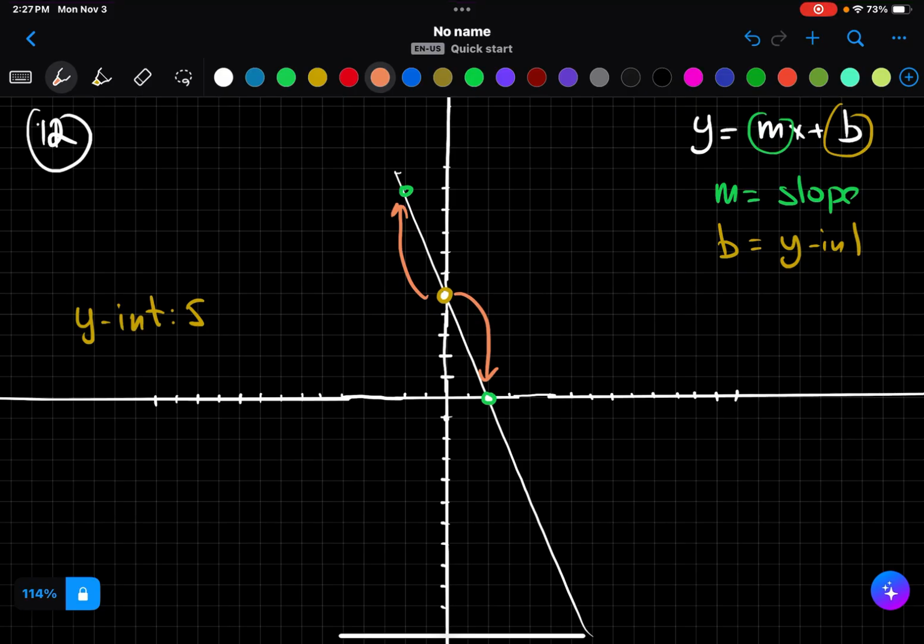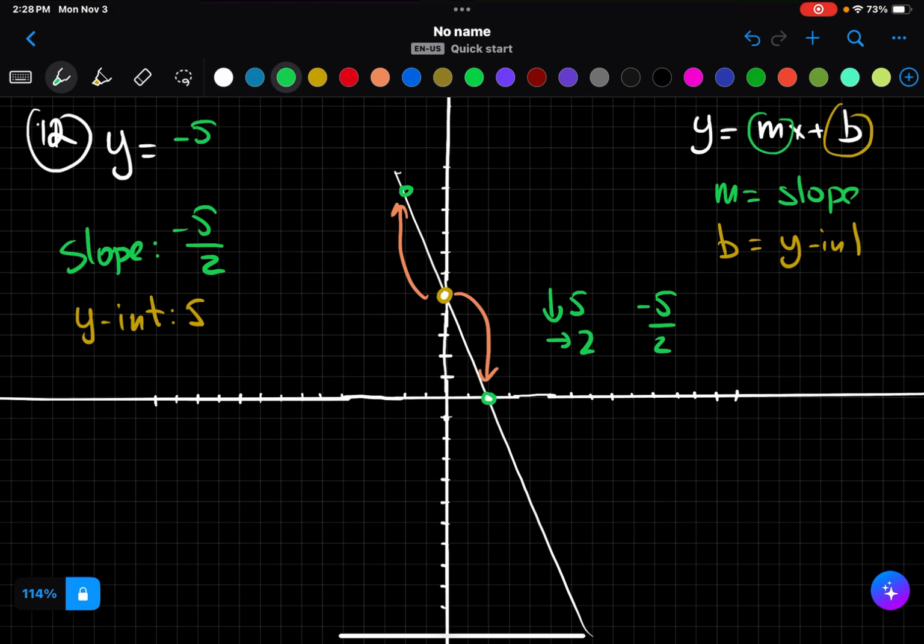Those are the two closest points, which means you are going to go down 5 and to the right 2. So it's going to be -5 over 2. So your slope is -5 over 2. All right, let's write it out. y equals your slope, -5 over 2, next to x, plus your y-intercept. And that's it. This one's pretty simple. That's number 12. Let me know if you have any questions. Pause this if you need to. And we're done. Thank you.